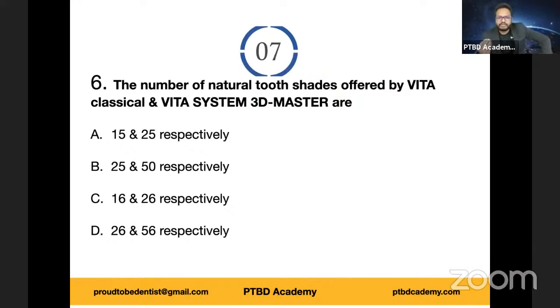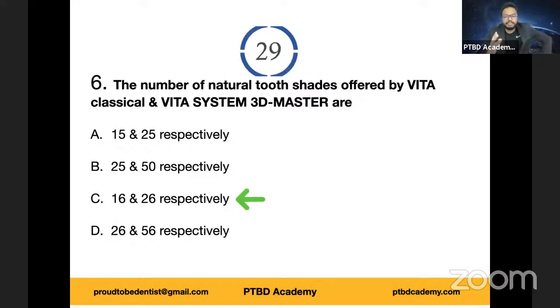The second one, VITA System 3D Master, you have a total of 29 shade tabs, of which 26 are natural tooth shades and the rest 3 are bleached shades. I'll show you the pictures, okay? So I've given you the hint. Very good. Option C is the right answer.